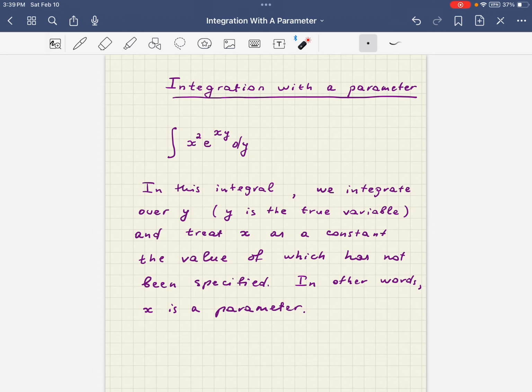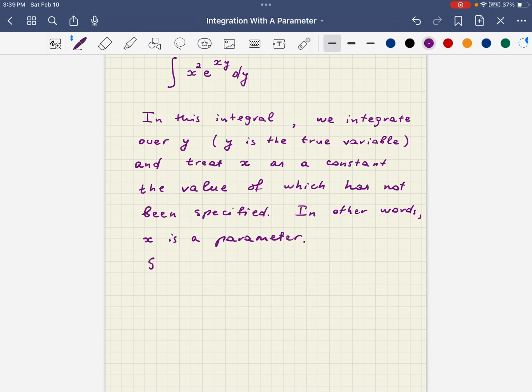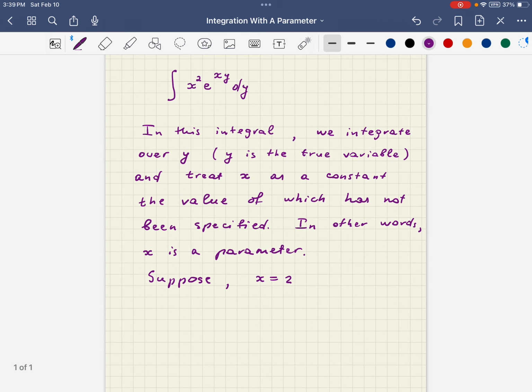To see how to calculate this integral, it is useful first to compute this integral for a specific value of x. So let's assume, for example, that x is 2. Since we treat x as a constant, suppose first that x is equal to 2. Then we can plug in the value of x in our integral. Right, so I'm going to rewrite this integral, and everywhere I see x, I'm going to replace x with 2.